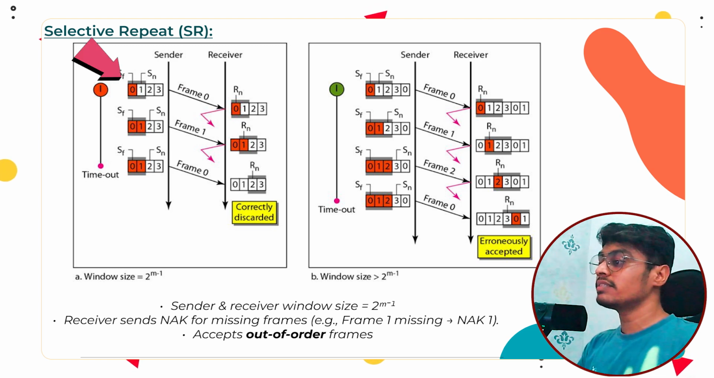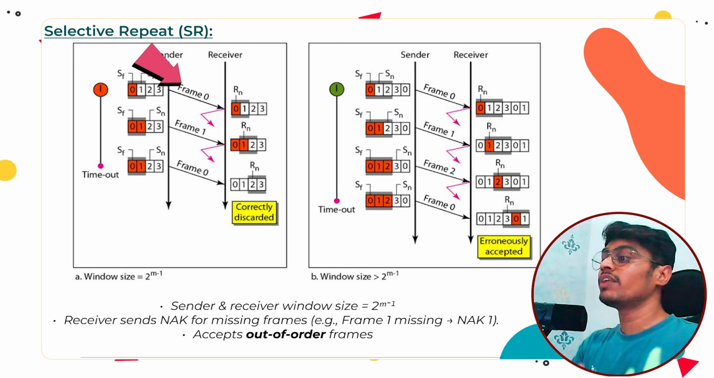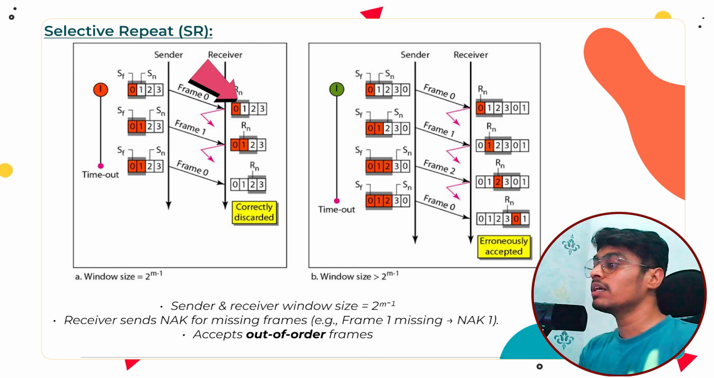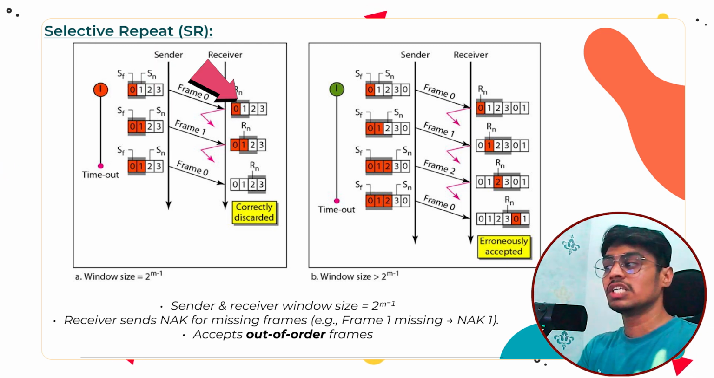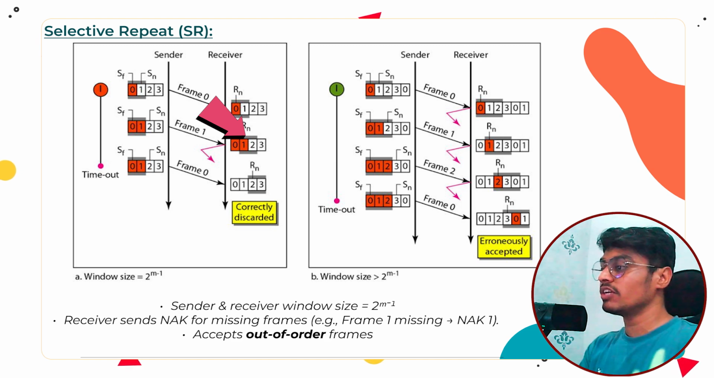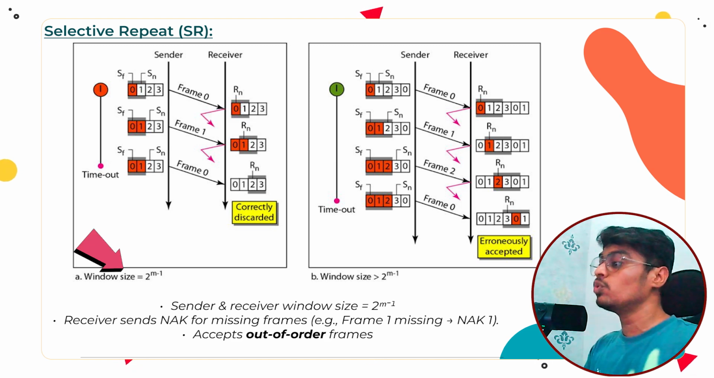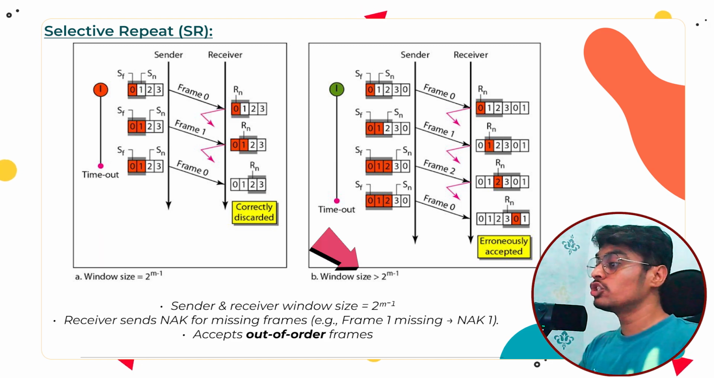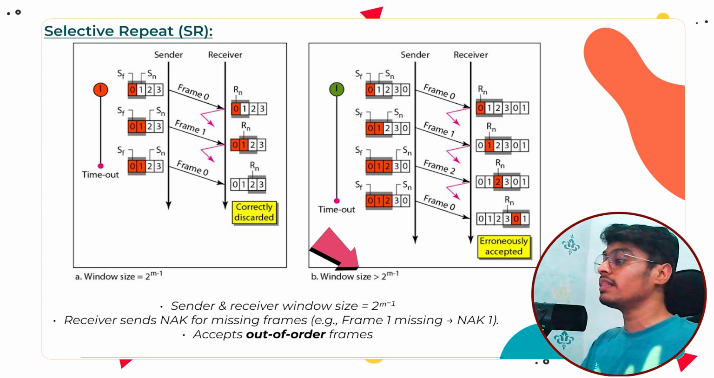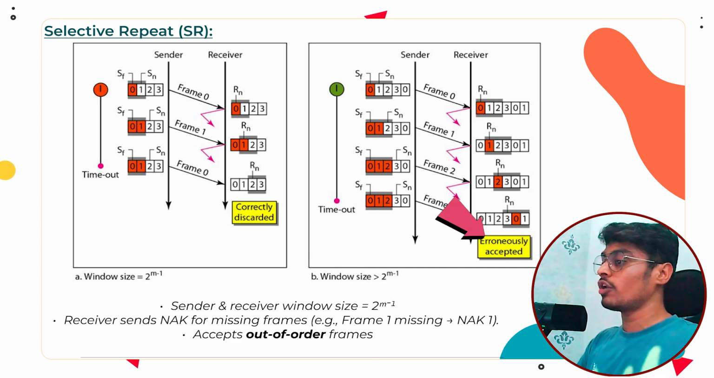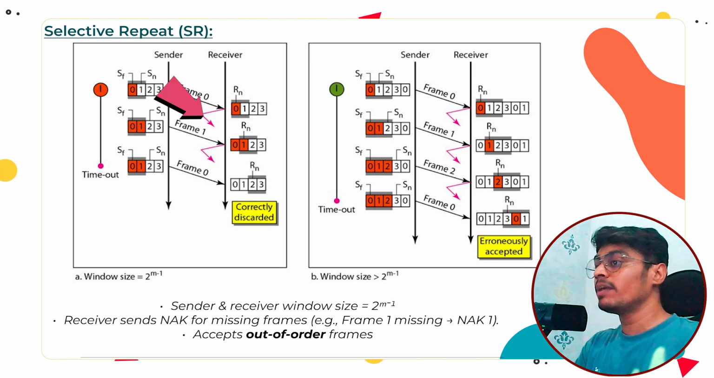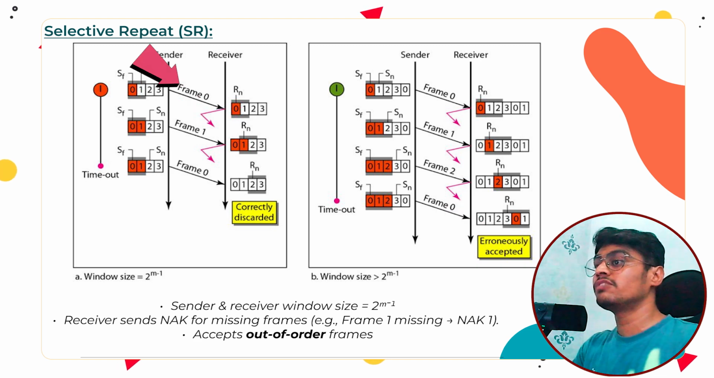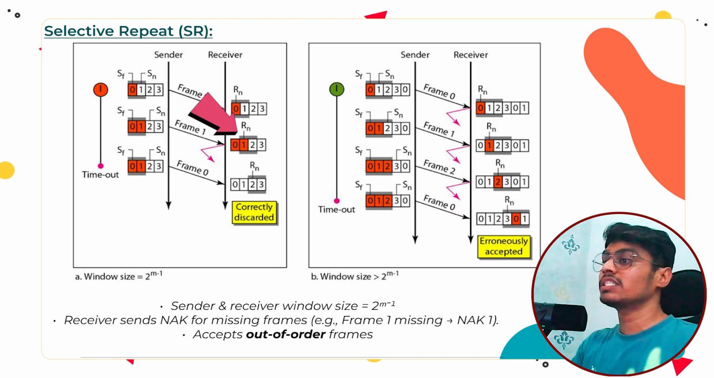What will the sender send at a time? It will send frame 0 and 1. What will the receiver accept? It will accept frame 0 and 1. Remember that in selective repeat, the window size should be equal to 2^(m-1) and it should not be greater than that. If it is greater than 2^(m-1), then we will have the same problem we saw in Go-Back-N. Let's say the sender sends frame 0 and 1, the receiver accepts both 0 and 1, but the acknowledgements are lost.